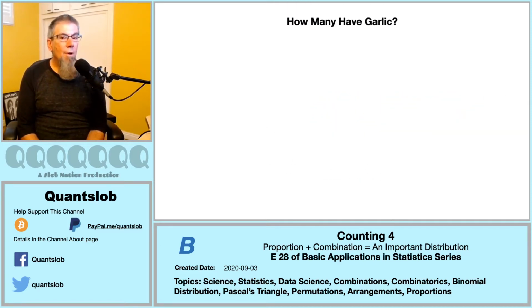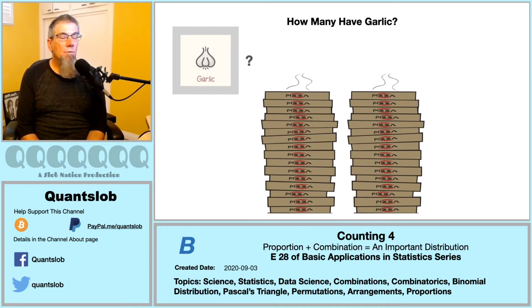Suppose now someone were to ask what proportion of our 64 pizzas have garlic. Well, it turns out that 1/2 of our pizzas have garlic, 32 of them. And it turns out that this is true for all of our toppings. 1/2 have onion, 1/2 have salami, and so on.